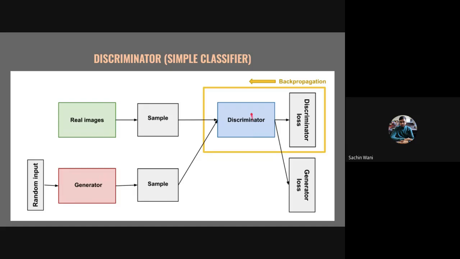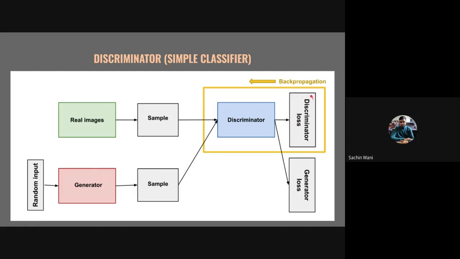So just looking at the discriminator part, what the discriminator wants is that the sample of real images are classified as one, that is a real image, and the sample of fake images are classified as zero, so that it will tell that it is a fake image. And that is basically the discriminator loss.